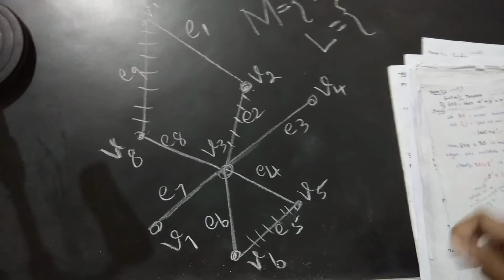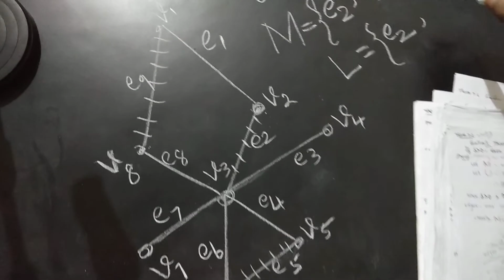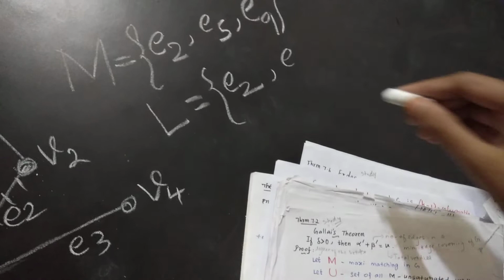Let me write the minimum edge covering. Edge covering means, okay, I am writing E2. Can you see that? E2.